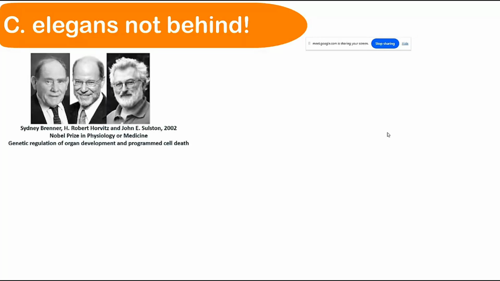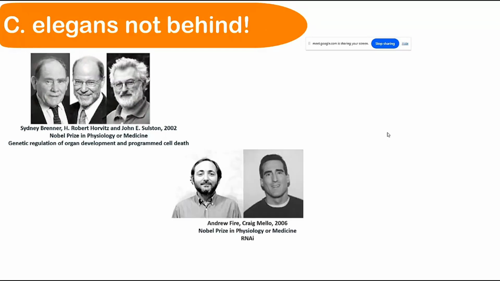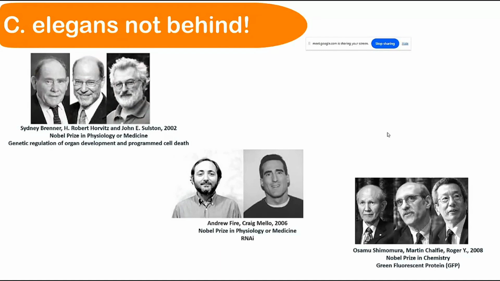So Brenner, like the name I mentioned, started somewhere around 1963, and along with Horvitz and Sulston, got the Nobel Prize in Physiology or Medicine in 2002 for their studies on genetic regulation of organ development and programmed cell death. Fire and Mello, as I mentioned just now, got their Nobel Prize in Physiology or Medicine for the discovery of RNAi in C. elegans. They got this Nobel Prize in 2006.